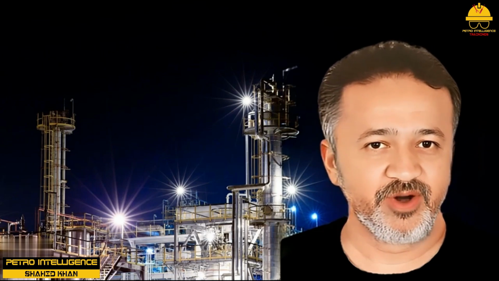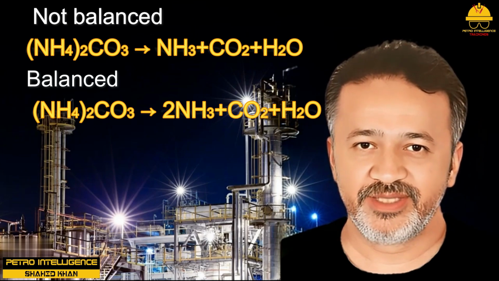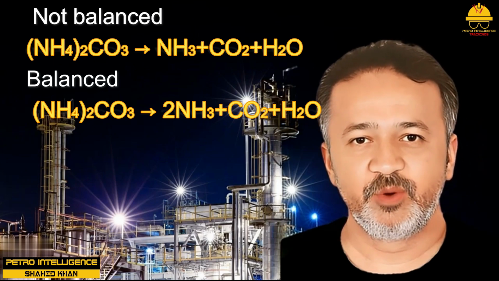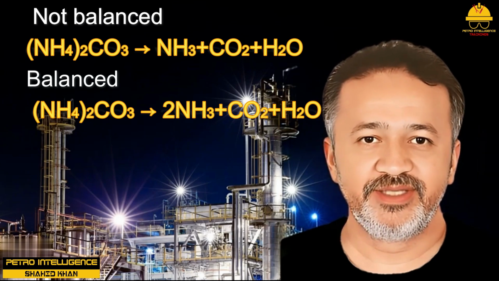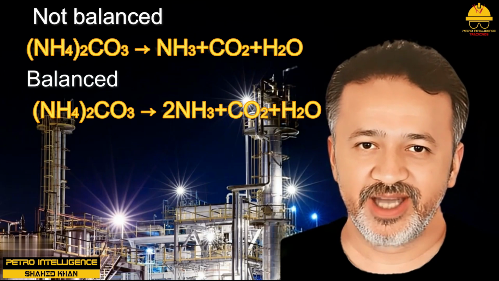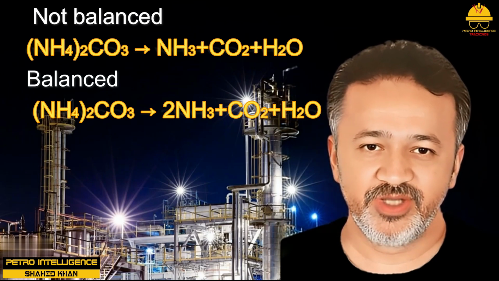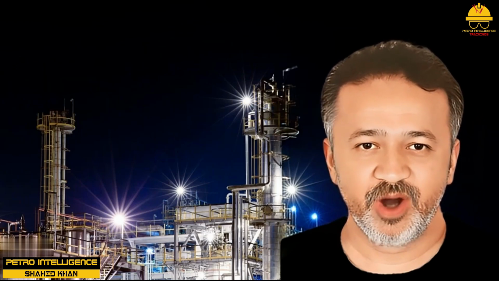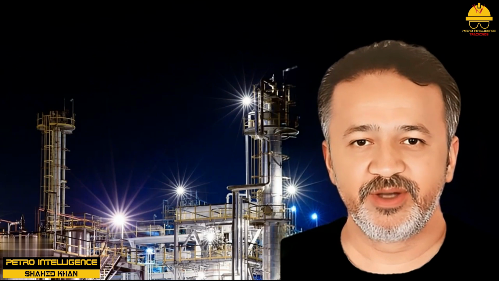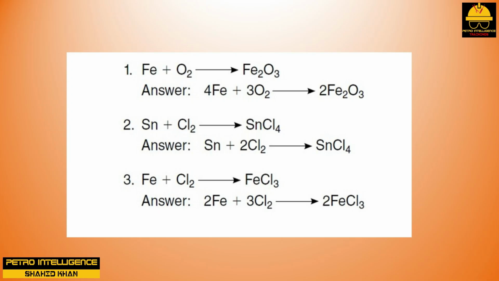For example, this is an unbalanced equation: (NH4)2CO3 reacts to give NH3 plus CO2 plus H2O, and this is the balanced equation: (NH4)2CO3 reacts to give 2NH3 plus CO2 plus H2O. Reactants are nitrogen 2, hydrogen 8, carbon 1, oxygen 3, and products are nitrogen 2, hydrogen 8, carbon 1, oxygen 3. Each problem will present its own mystery, and most can be solved using the inspection method. You can try this yourself by balancing the equations shown in the picture.